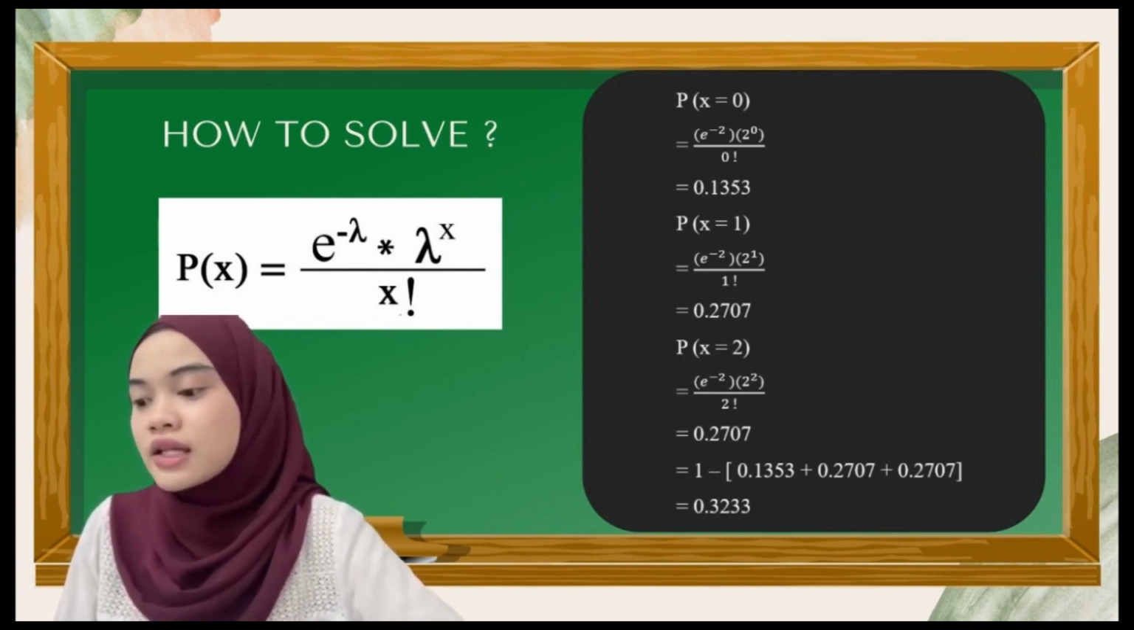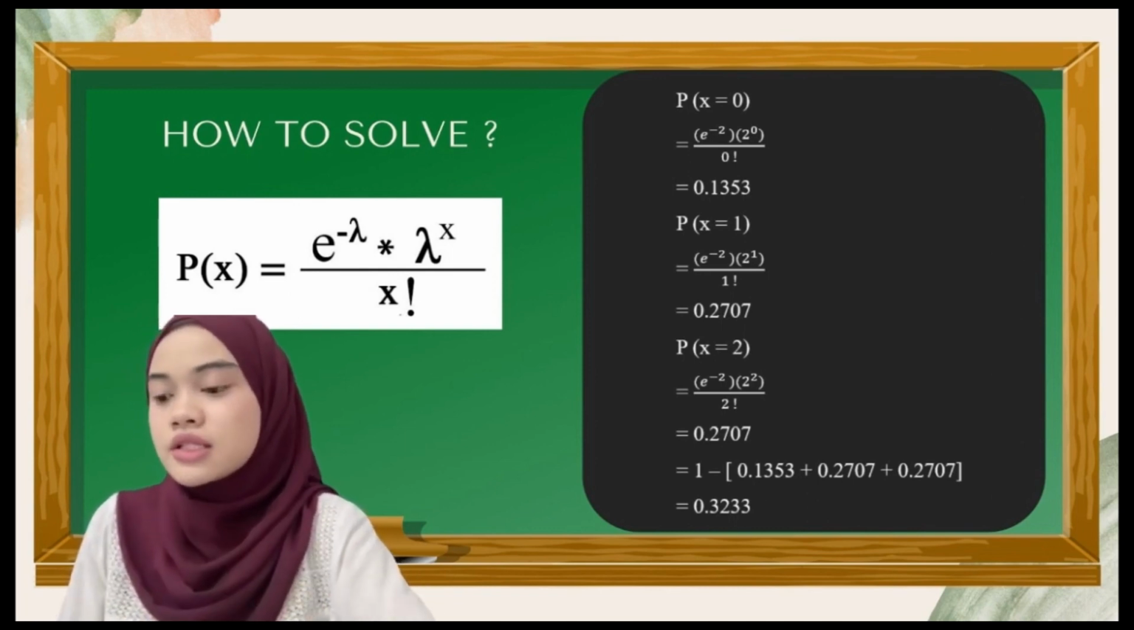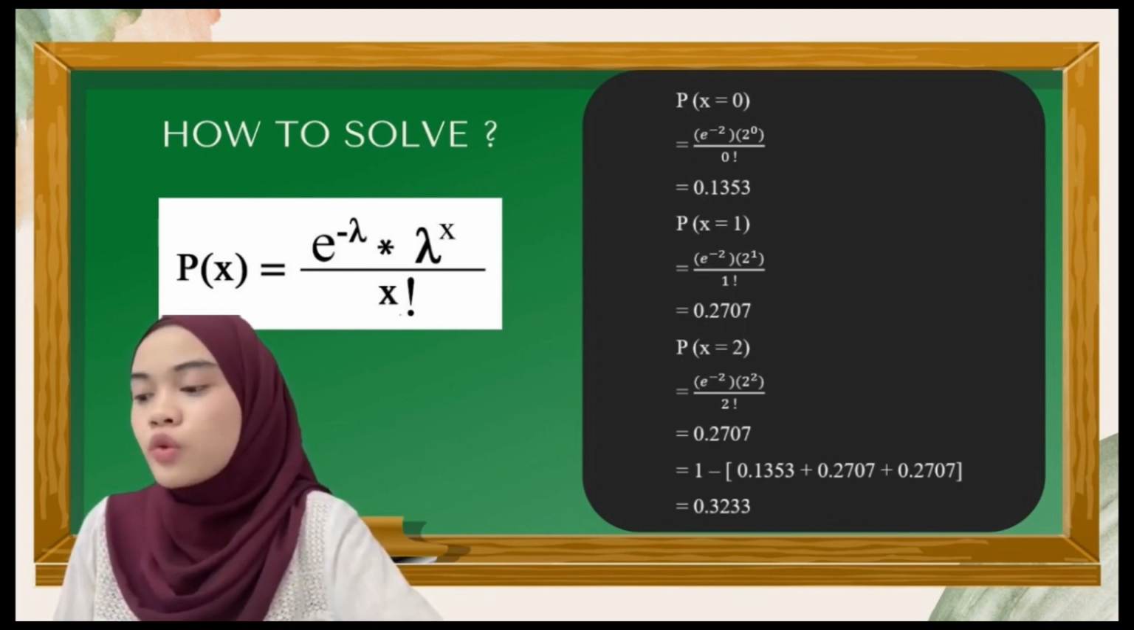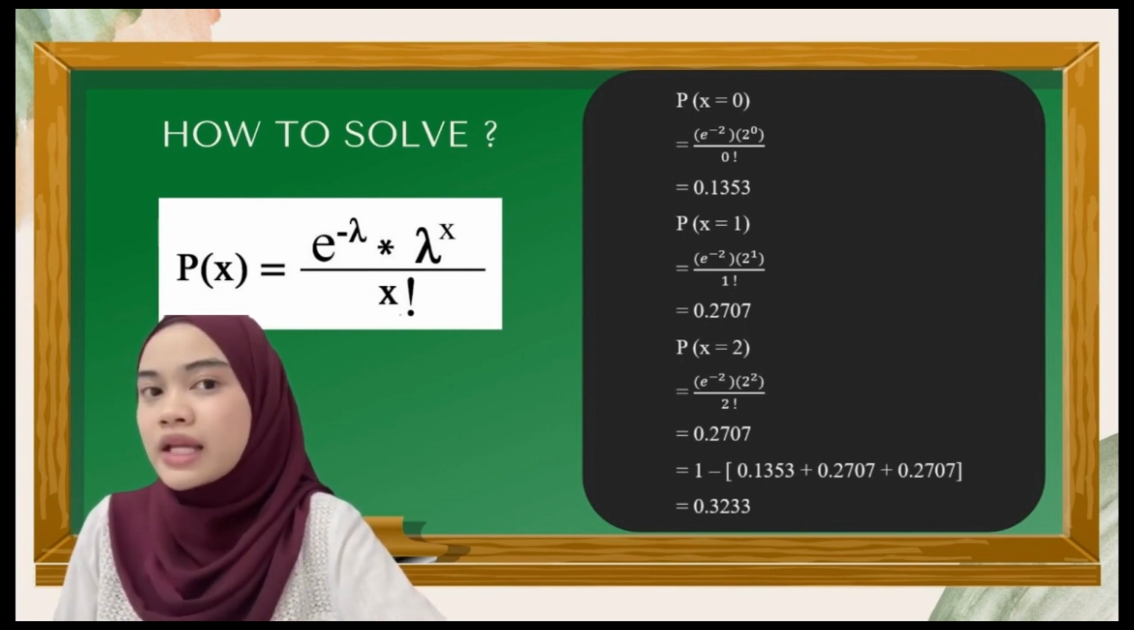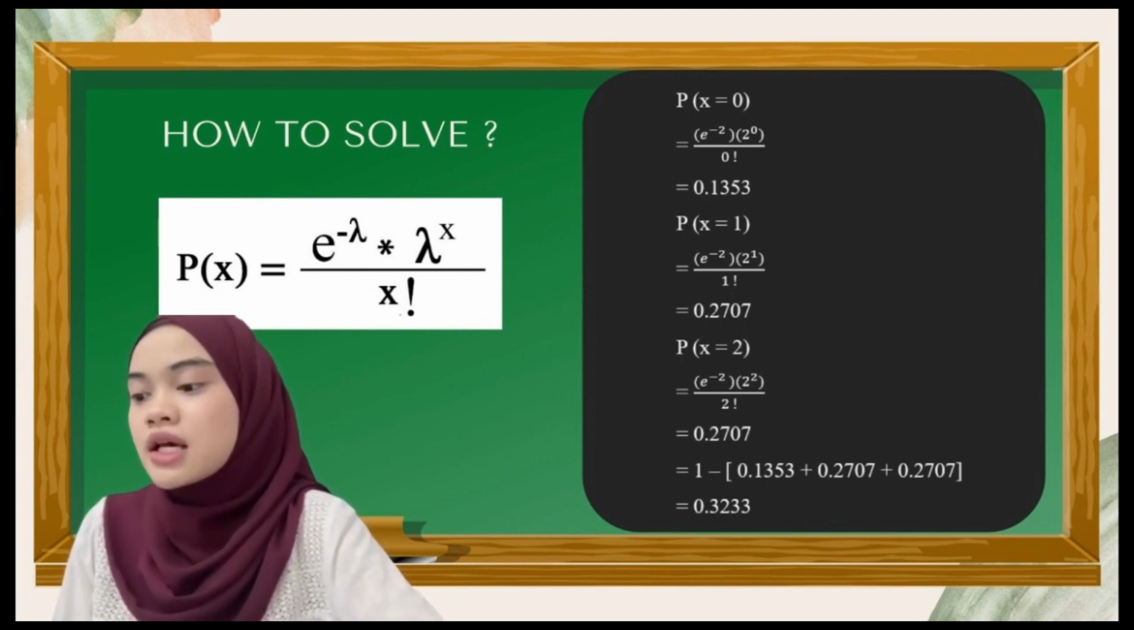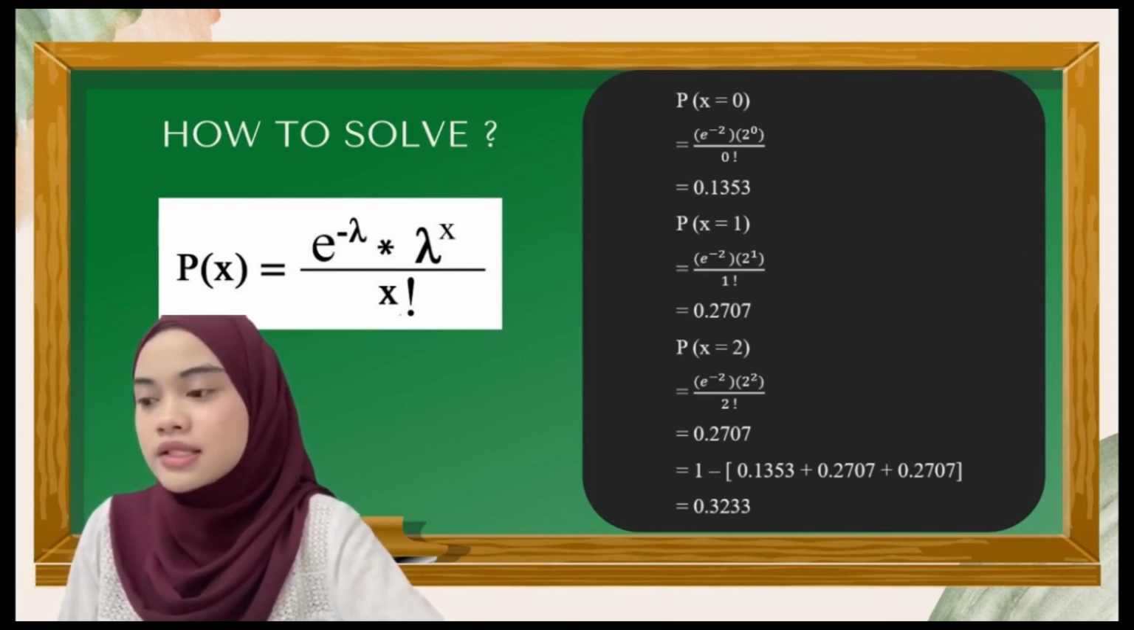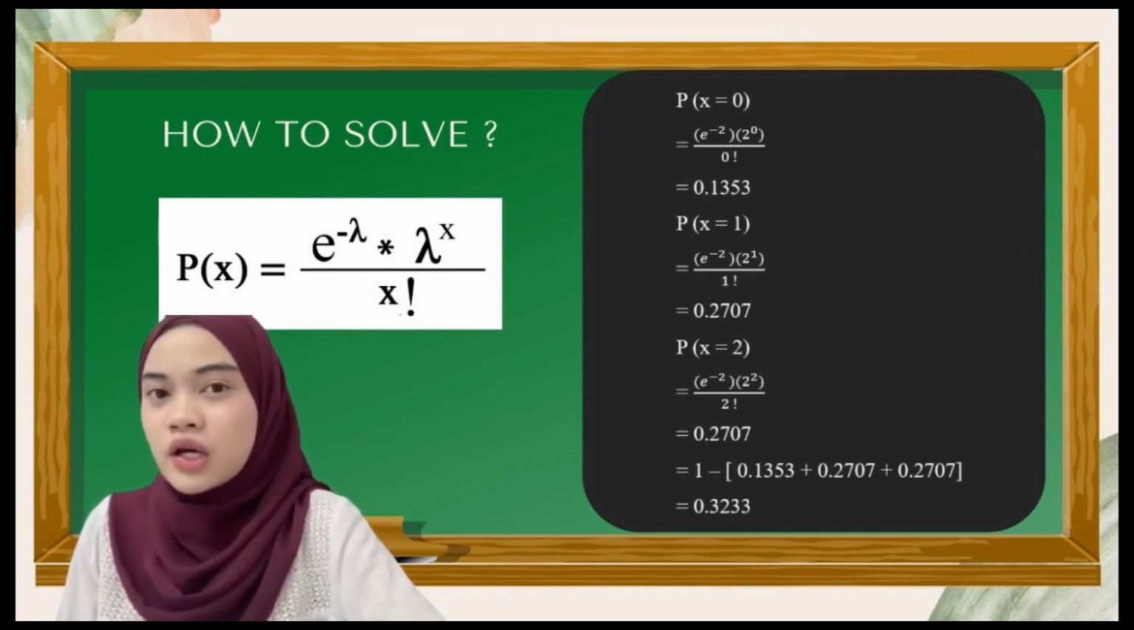And probability of x is equal to 2, we get 0.2707. And then, to find the probability that it will receive more than 3 cases in the hour, we have to do 1 minus the total of probability x is equal to 0, x is equal to 1, and x is equal to 2. And then we get 0.3233. This is because 1 is the largest number of the probability.